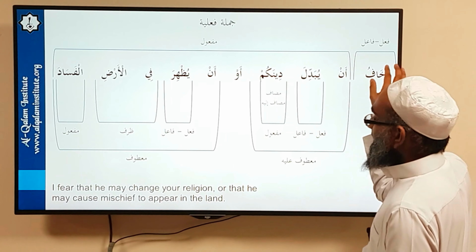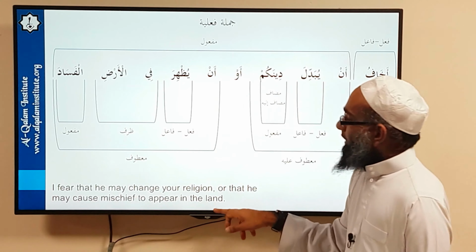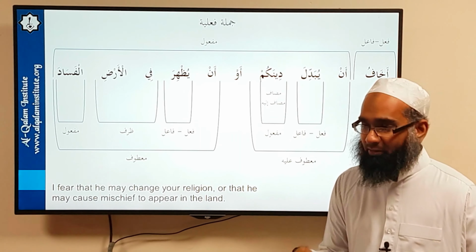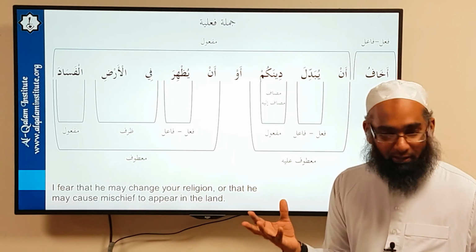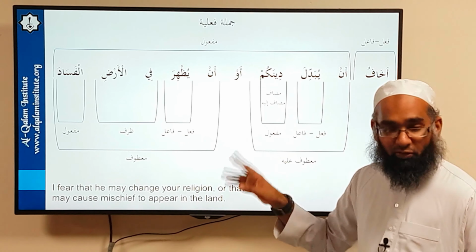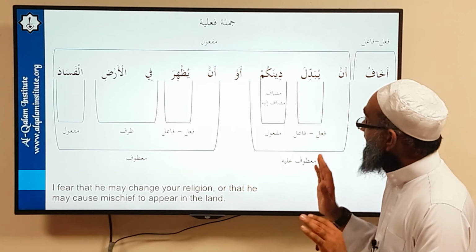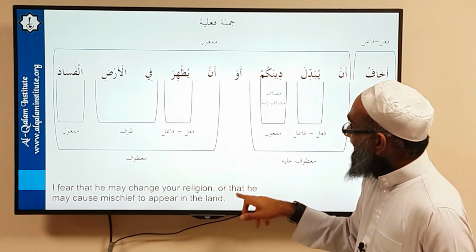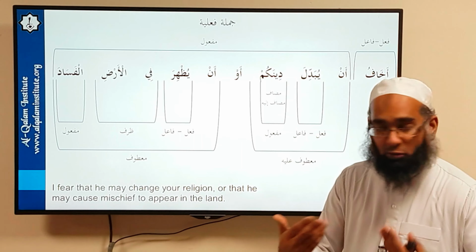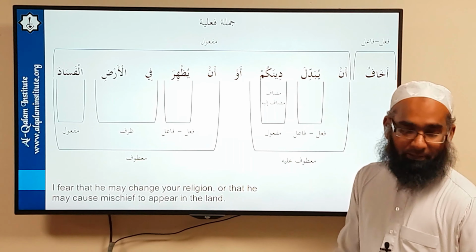So, I fear, fa'il. That, now all becomes a maf'ul. What's the first thing he fears? That he, because the fa'il is referring to Musa. So Fir'aun is trying to scare his people. Scaremongering. They know Musa has brought his new religion, yeah? So I fear he may change the religion of your forefathers, the religion of worshipping me and the pharaohs. I fear that he may change your religion. Or I fear that he will cause mischief to appear. Azhara yuzhiru, to cause to appear. He will cause fasad, corruption and mischief, to appear in the land.